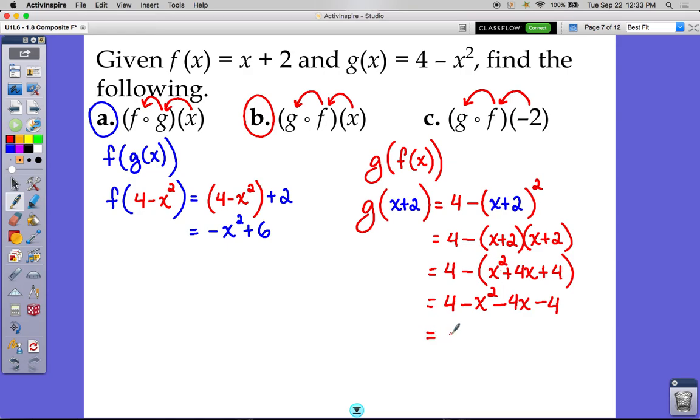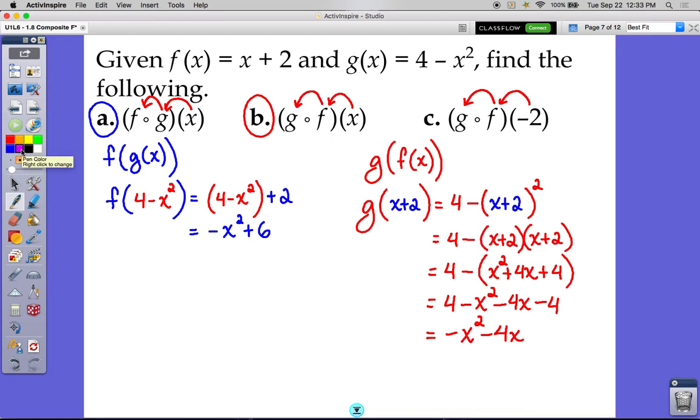So clean up by writing the highest power first. X squared, combine like terms if we have any. Minus 4x we can't do much with. And then 4 minus 4, those two will cancel. So our final answer for g of f of x, or g of x plus 2, ends up being negative x squared minus 4x.